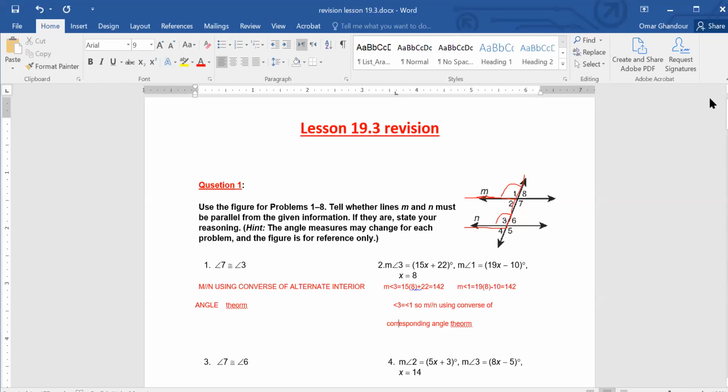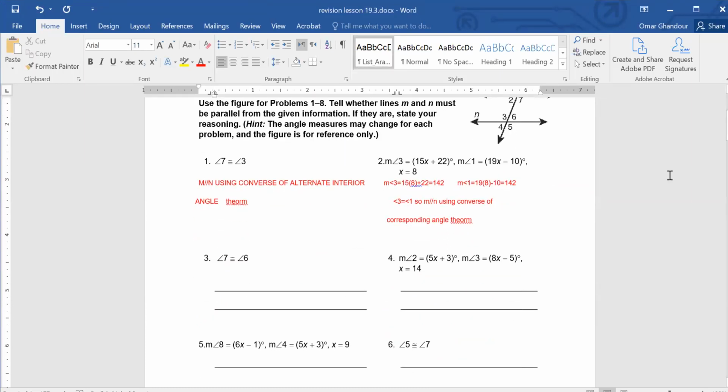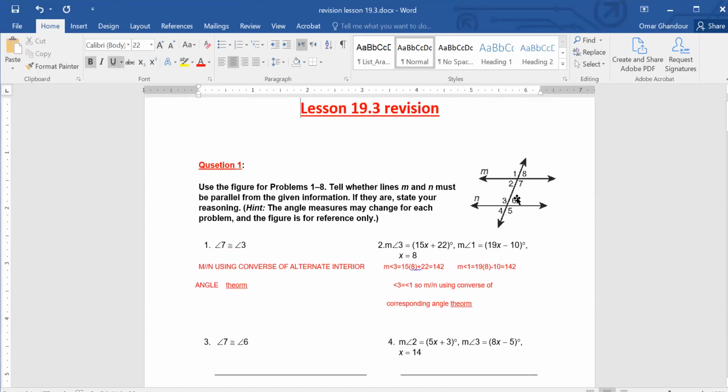Okay. Let's go to question 3. Angle 7 is congruent to angle 6. Let's go and see. 7 and 6 are equal. 7 and 6 together form a what? Are they corresponding? Do they form the letter F? No. Do they form the letter Z? No. Are they exterior? No.